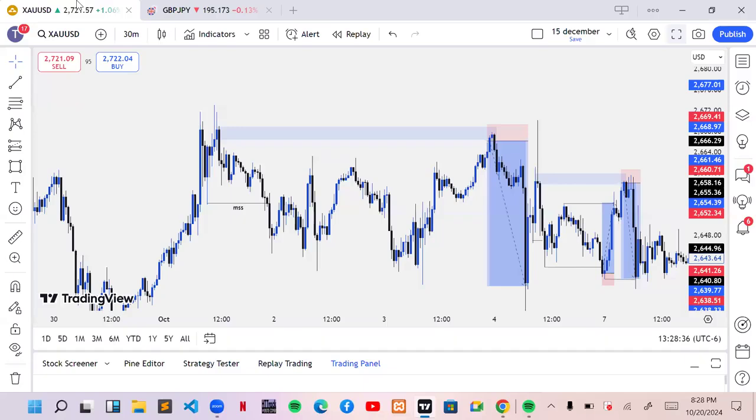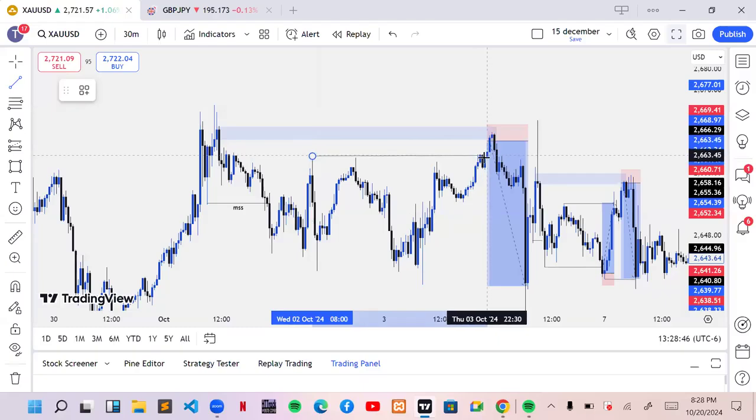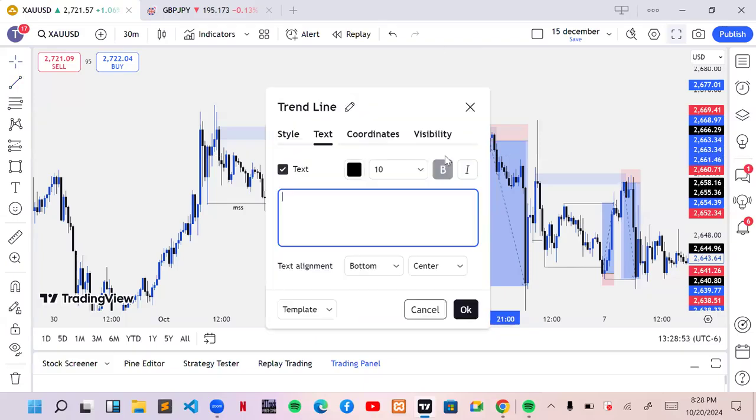Now, like I said, the inducement is the first valid pullback that the market makes after a shift of market structure or a break of structure. So where is our liquidity? Our liquidity is right here, because it's the pullback that the market makes after a shift of market structure or a break of structure. So this is our inducement.